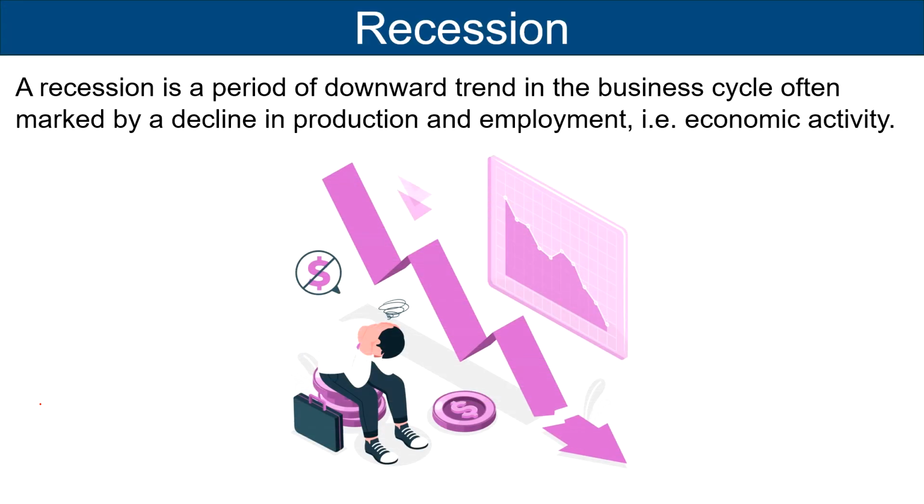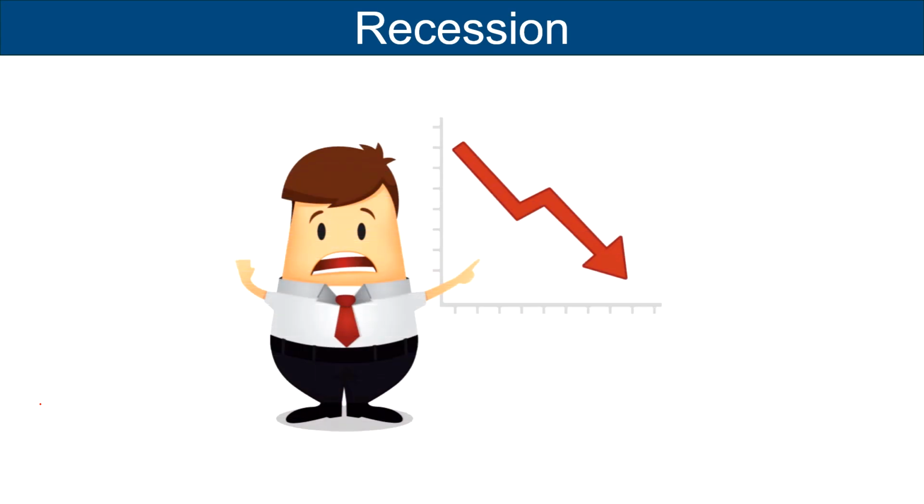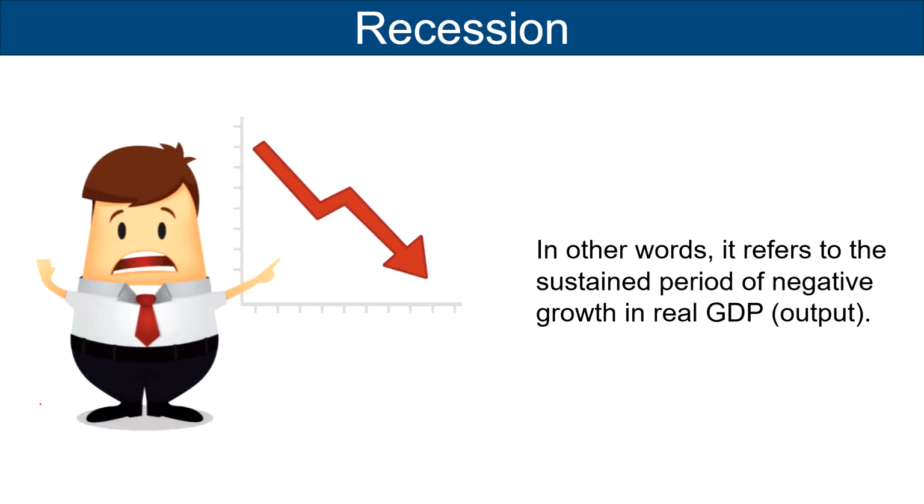A recession is a period of downward trend in the business cycle, often marked by a decline in production and employment, that is, economic activity. It signifies a decline in the real national output, meaning that economic growth is negative. In other words, it refers to the sustained period of negative growth in real GDP, that is, output. Here you must note that a prolonged recession in the economy will result in depression.